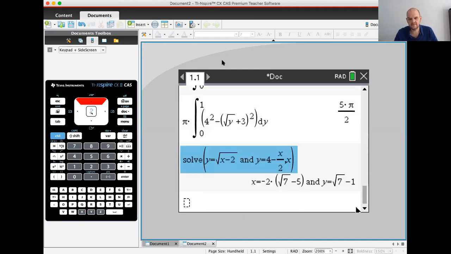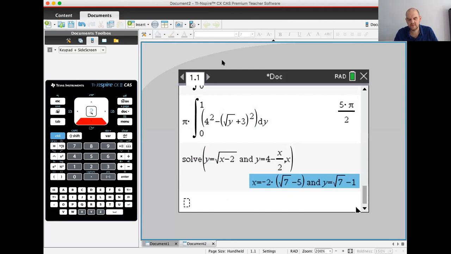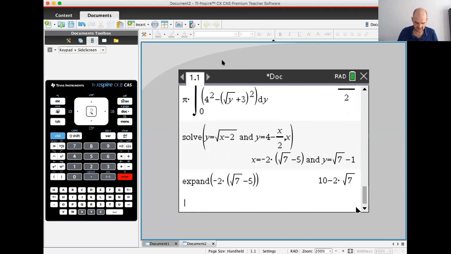Okay, can we expand that one? Expand is menu 3, I think. Okay, so this is the ordered pair. That's weird. 10 minus 2 root 7, comma, root 7 minus 1. So I had a feeling that it was not nice because, you know, radicals and lines don't often intersect in really nice places. So we're going to use those.